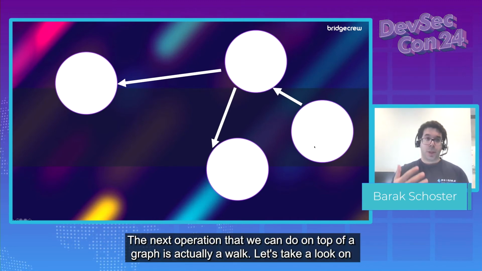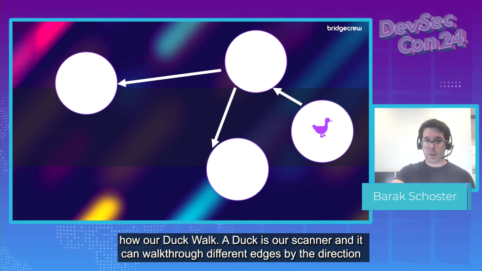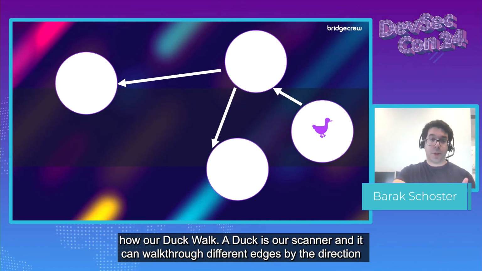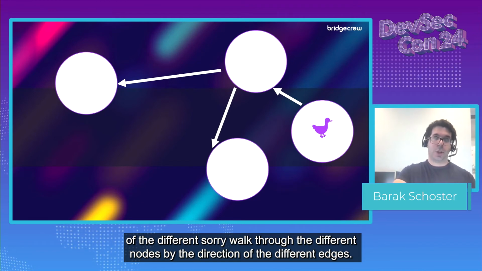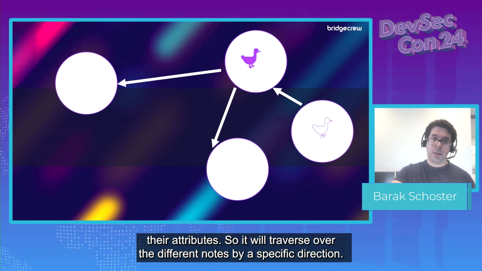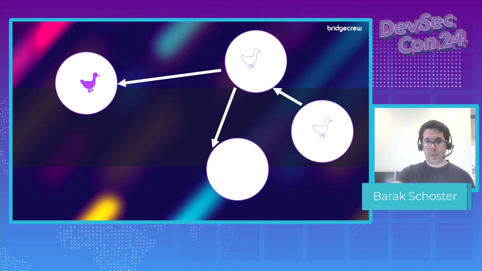The next operation that we can do on top of a graph is actually a walk. Let's take a look at how our DAG walk. A DAG is our scanner, and it can walk through the different nodes by the direction of the different edges. It can actually perform actions like look for a connection between different nodes or scan their attributes. So it will traverse over the different nodes by a specific direction.